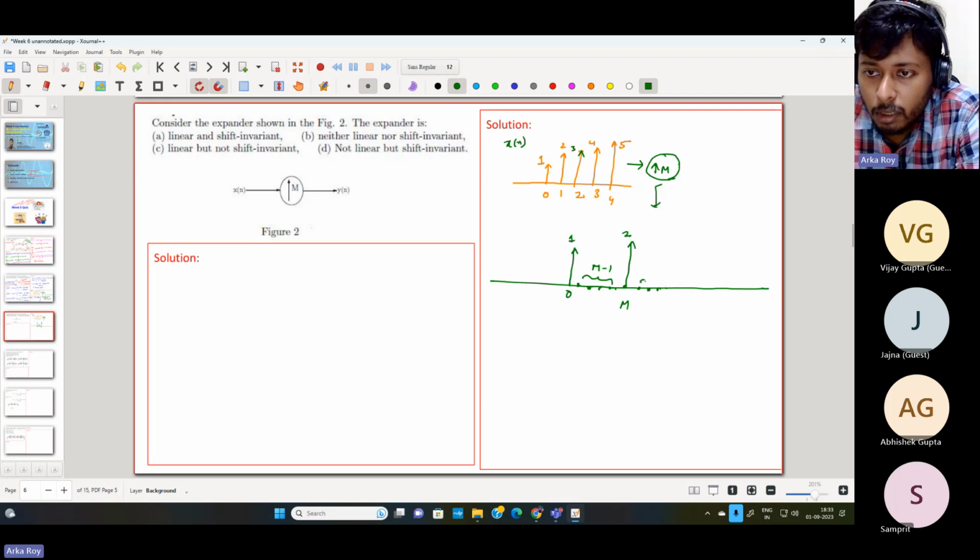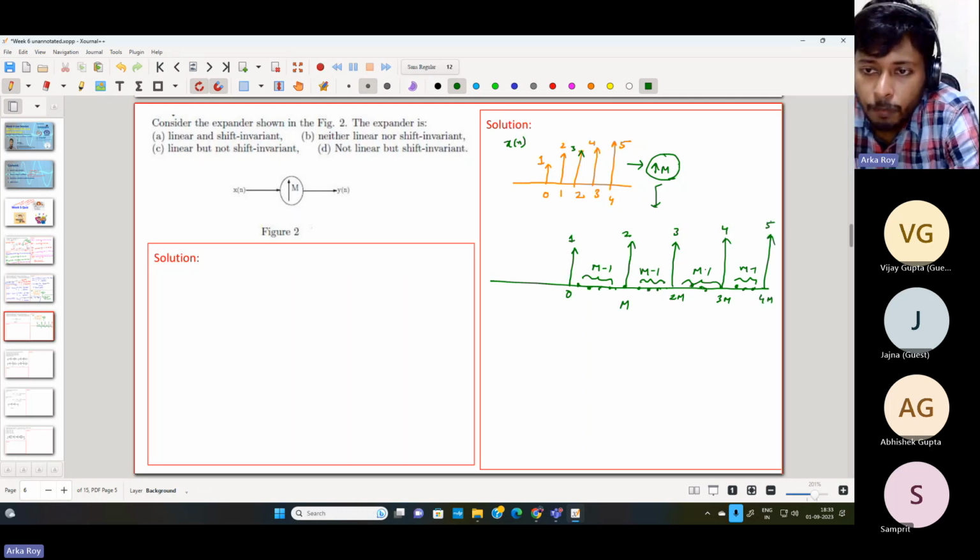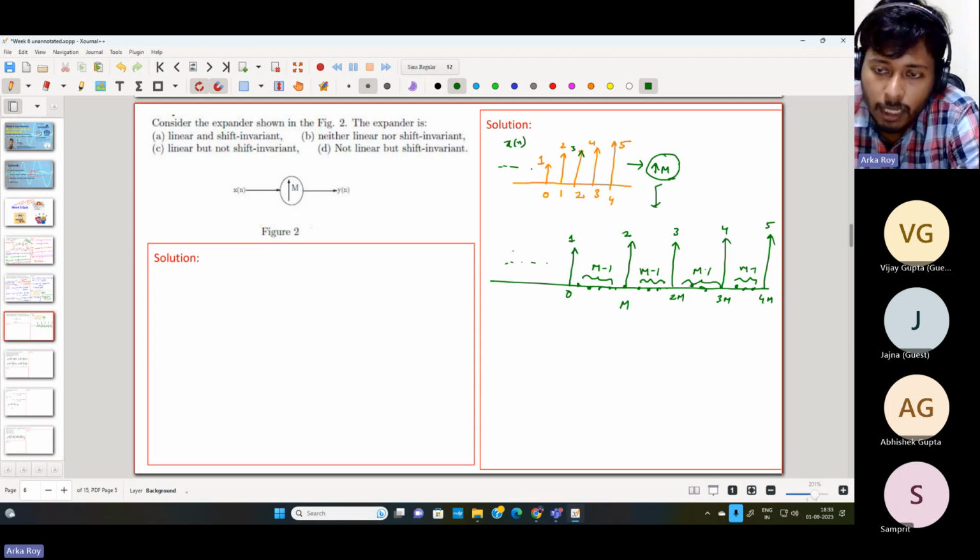Then again M minus 1 zeros, and at the 2M location, I will get the third output. And likewise, again M minus 1 zeros, and at 3M, I will get this particular output. And again M minus 1 zeros, and at 4M, I will get the next output. Let us consider there are some samples in the negative half also. I'm not drawing the negative half samples; you can employ any negative half samples and experiment with that also. So if you give x of n, this will be your y of n.